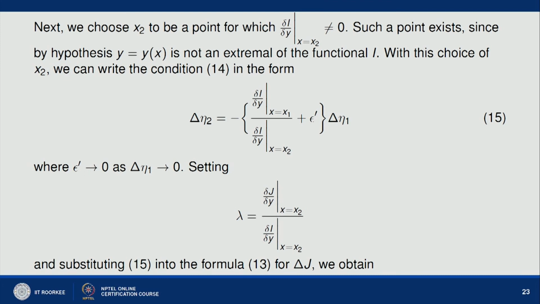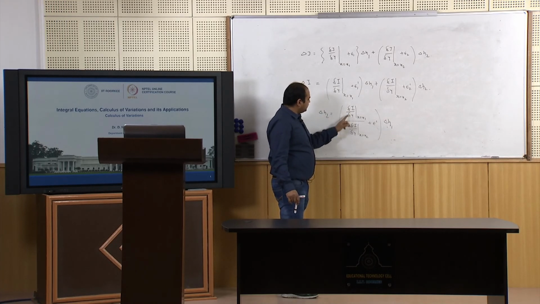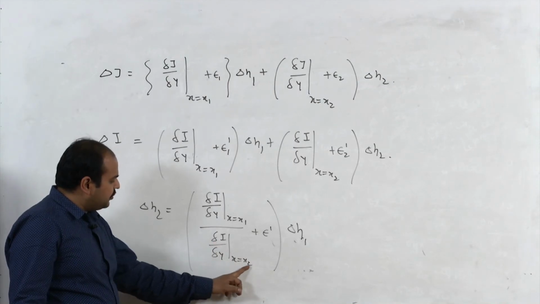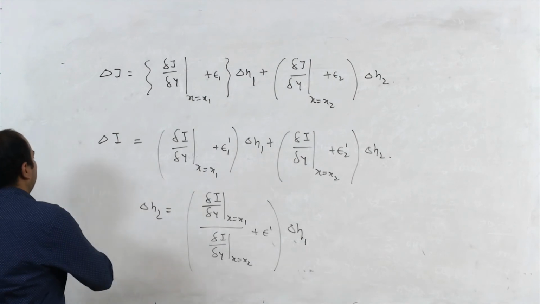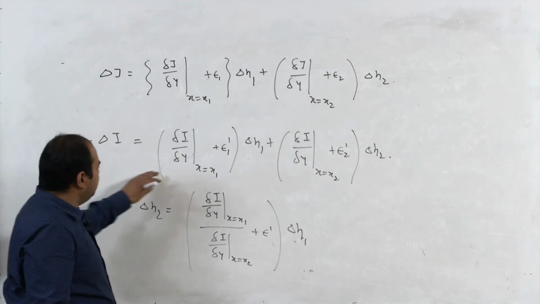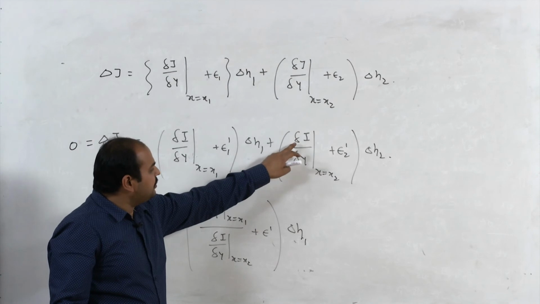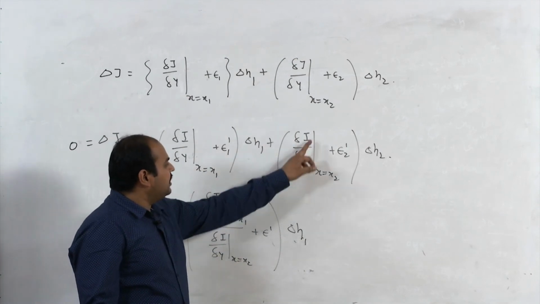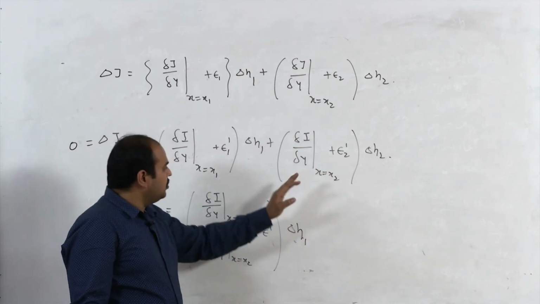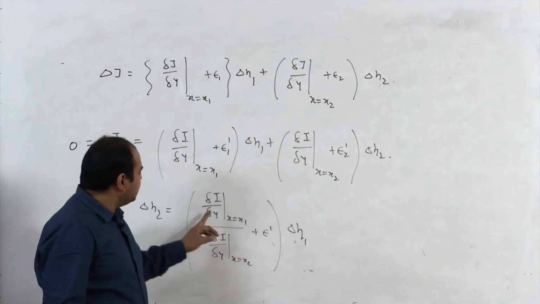Let me write it here and then we can understand it in a better way. We know that delta eta 2 is given by this ratio: delta I by delta y at x equal to x1, divided by delta I by delta y at x equal to x2 plus epsilon dash, into delta eta 1. This we have obtained from the relation that delta I is equal to 0. When delta I is equal to 0, this quantity is equal to 0, and since we have assumed that y is not an extremal of I, the variational derivative is non-zero at any point between a to b. So it means that delta I by delta y at the point x equal to x2 is non-zero. Using this value we can find delta eta 2 in terms of delta eta 1, and it is given by this expression.